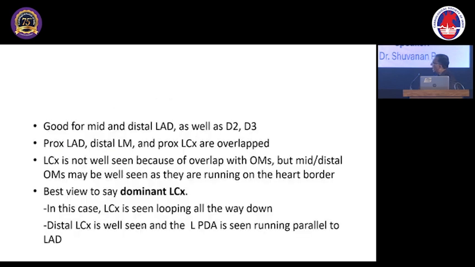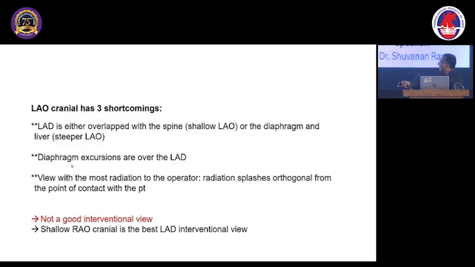So for a RAO caudal, this is a basic RAO caudal 20-20, and you will be able to see the whole LCX, and the branches between the LCX and OM1. And I told you that there will be a lot of overlap. So if you move a little left, this artery will come more leftward, and you can have the orthogonal view of the LCX, so that you can see the arteries and the branching very well.